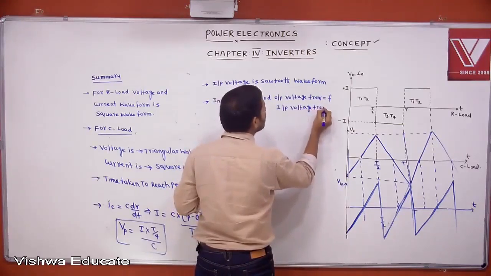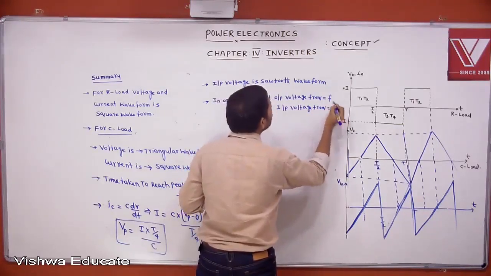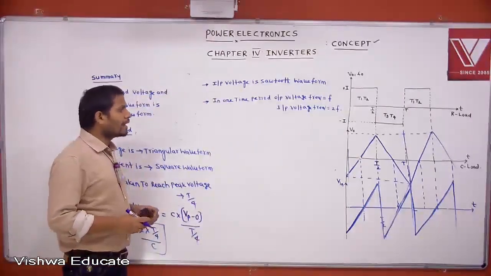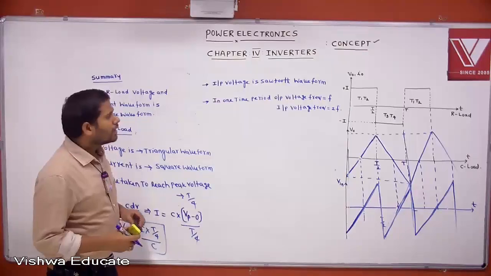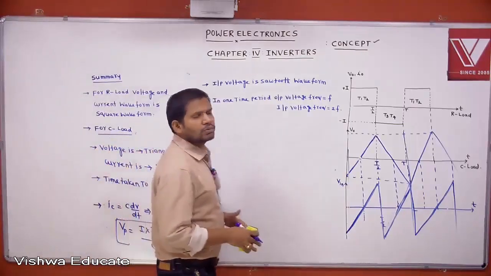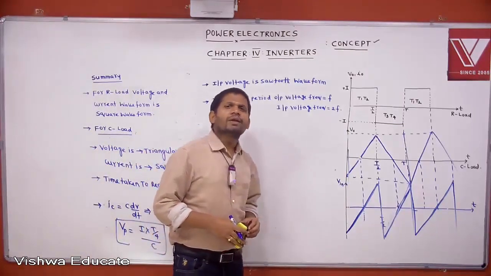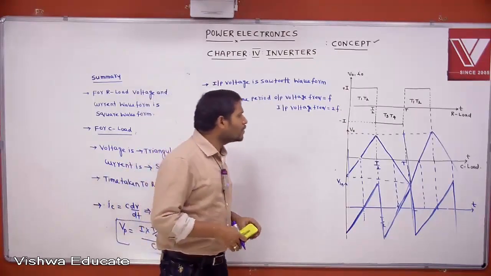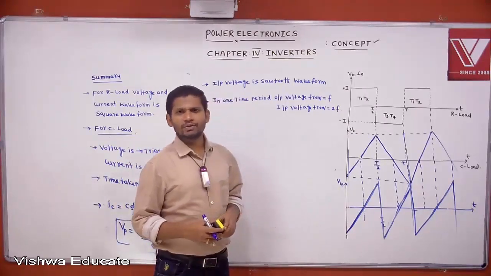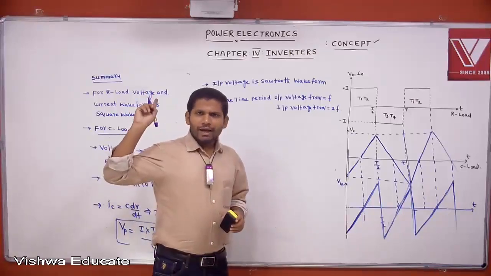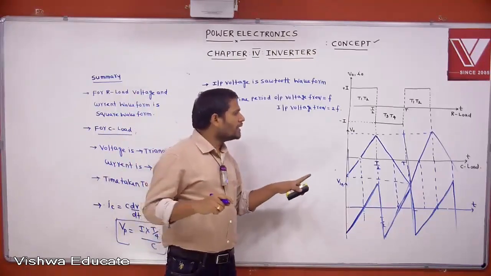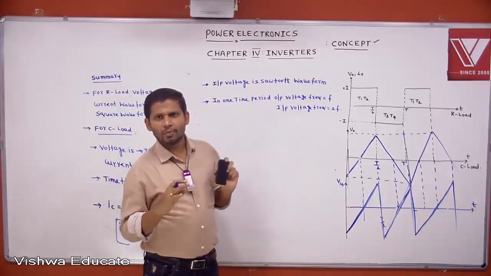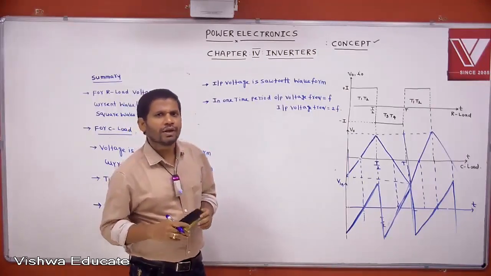How much? Input voltage frequency equal to 2F. Okay, this is about the current source inverter for resistive load and capacitive loads. A point to remember: in a voltage source inverter we are studying a purely inductive load, while in a current source inverter we are studying a purely capacitive load. There the current waveform is triangular; here the voltage waveform is triangular. Exactly opposite. This is about the current source inverter.